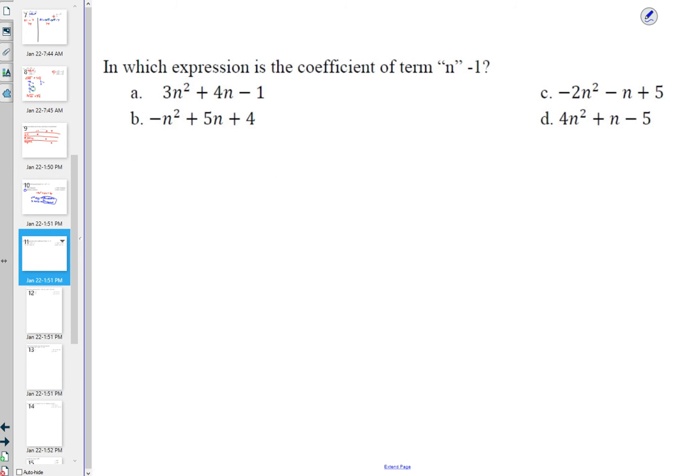In which expression is the coefficient of the term n -1? Coefficient is a number in front of a variable, but the key here is, notice how they say n. They don't say n squared, they just say n. Let's go one by one. What's the coefficient of n on the A choice? 4. On the B choice? 5. We're looking for the one that's a -1. What's the coefficient on C? Yeah, there's -1 there. And just for fun, what's the coefficient of n on D choice? Positive. So it's C.